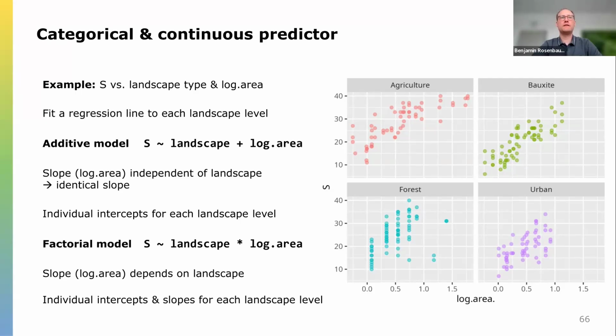So for the additive model, this will just fit one slope for area. So the slope will be the same for all of these 4 panels, but the intercept is allowed to be different. Whereas the factorial model basically fits an individual regression line with an individual intercept and also an individual slope for each of these panels.